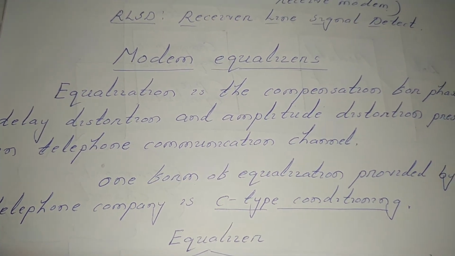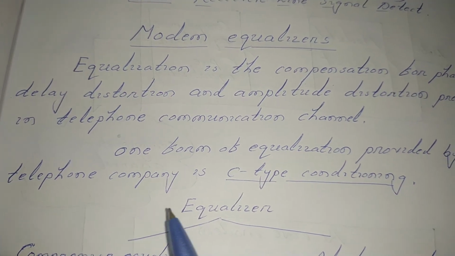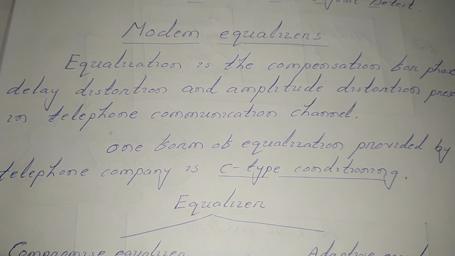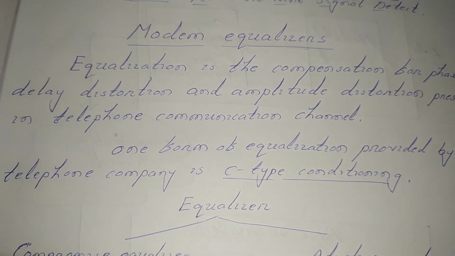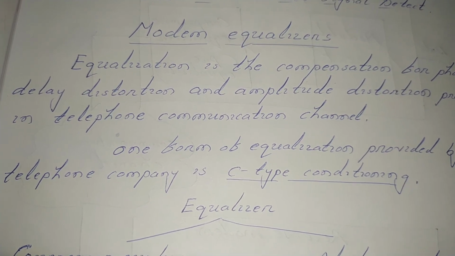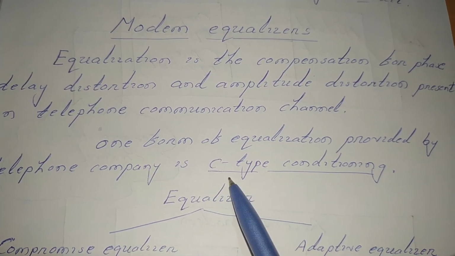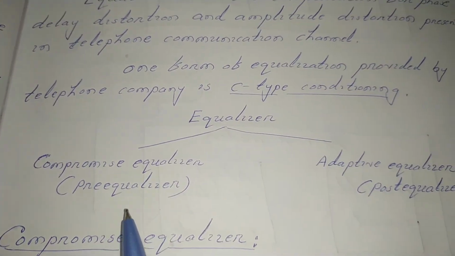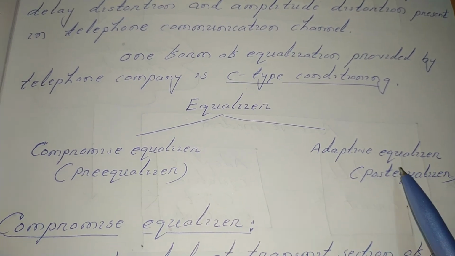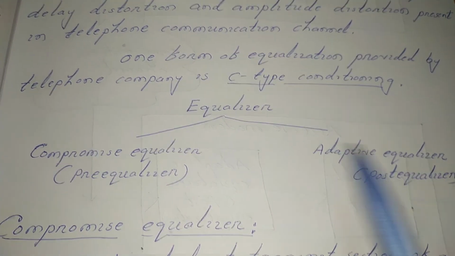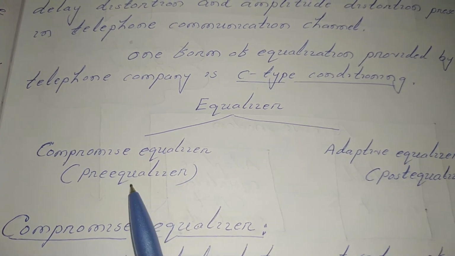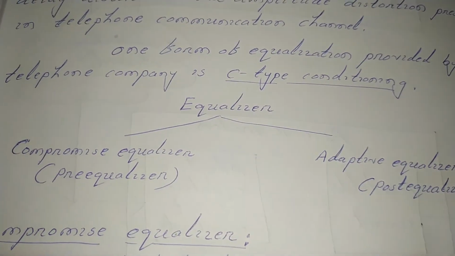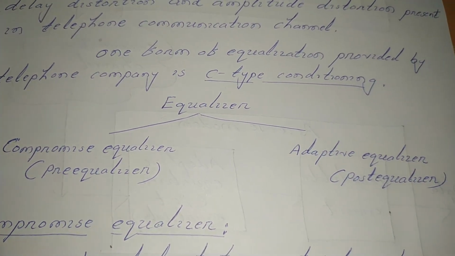So one default equalization provided by the telephone company is the C-type conditioning. Some additional equalization may also be provided by your telephone company, but the default equalization that is provided is C-type conditioning. Then your equalizers are classified into two types. One is what? Your compromise equalizer, and the second one is the adaptive equalizer. Sometimes the compromise equalizer is called the pre-equalizer and the adaptive equalizer is called the post-equalizer.